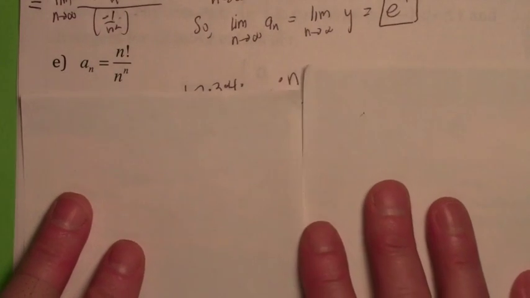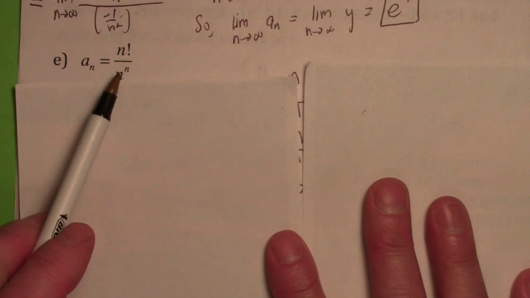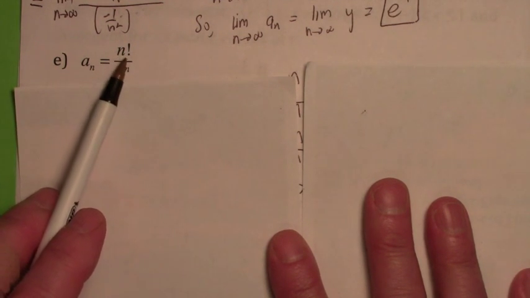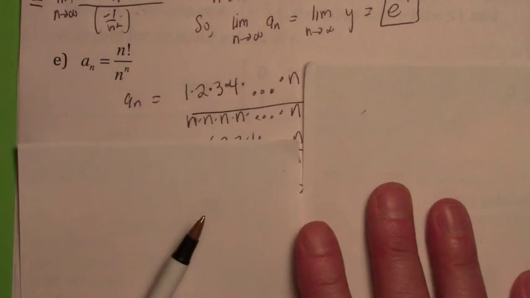Alright, let's do a couple more. Some of these are kind of sneaky. This is kind of sneaky. This one isn't obvious at all, I don't think. The limit as n goes to infinity of a sub n, n factorial over n to the n. They're clearly both getting large.